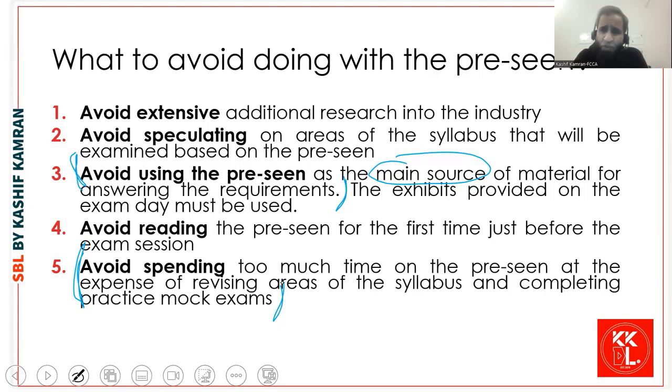Reading how much time? Just 2 times, and make your notes. So read once, read twice, make your notes. 1 hour on day 1, 1 hour on day 2, make your notes. Then after that, once you've made your notes, you're not reading the pre-seen, you're reading your notes. 30 minutes a day, revising it. Is that clear? Great, thank you.